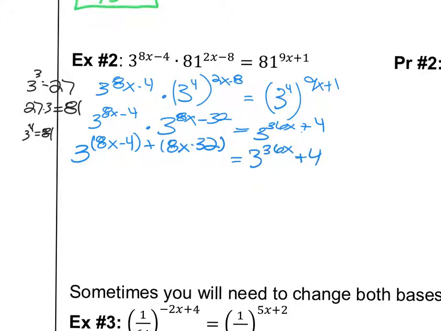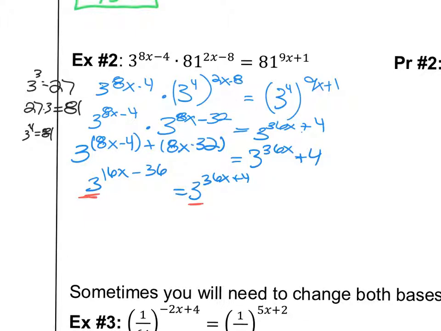And I know it might seem weird to keep rewriting the equation, but it's really good to make sure you keep your steps. And so 8x plus 8x is 16x. We have 16x, and then -4 minus 32 is minus 36. And that equals 3 to the 36x plus 4. So now we have our same bases, which is that goal that we were trying to get to this whole time. And I just realized my 4 is really low, so we're going to go ahead and move that back up to make it a little bit more clear. Plus 4, that's an exponent term.